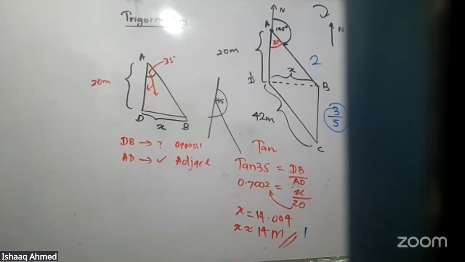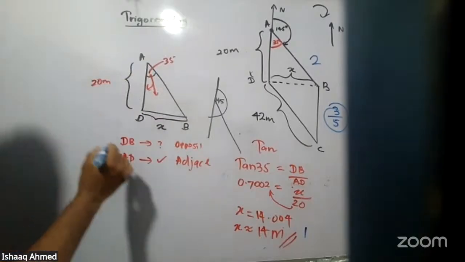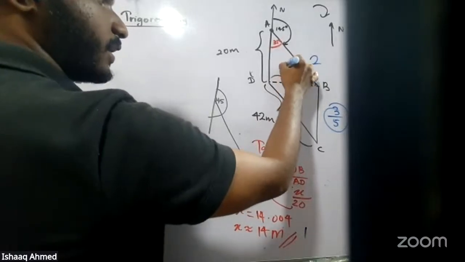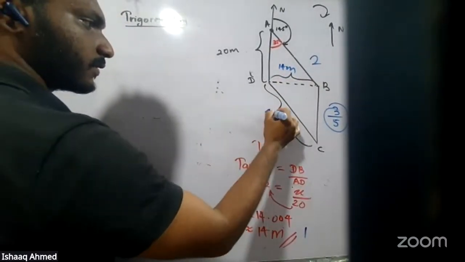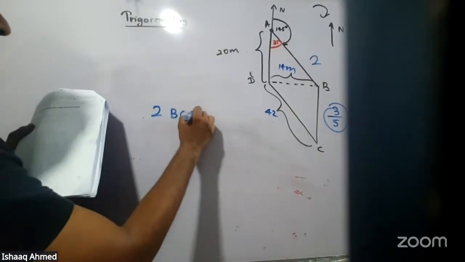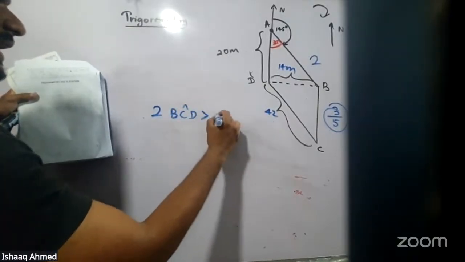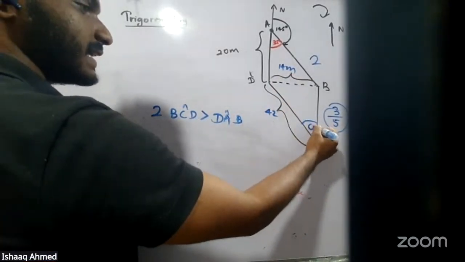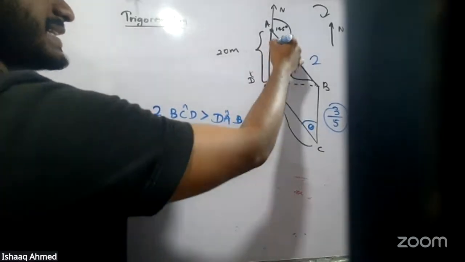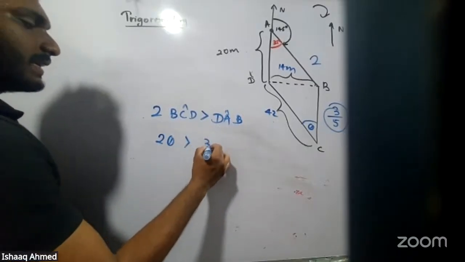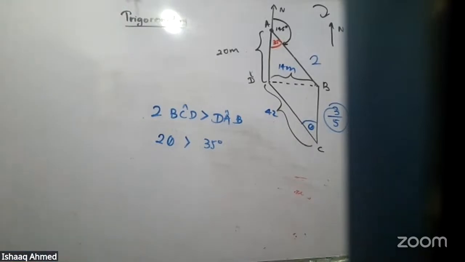Right. So find the distance DB, done. And show that. Now we need to show, okay, found this. So I'll erase this. DB equals how much? 14 meters. Now we have to show that 2 times BCD is greater than DAB. So BCD means this angle, I'll say theta. BAD means this angle, that is already 35. We have to show 2 theta is greater than 35 degrees. For that, we have to find theta, no?